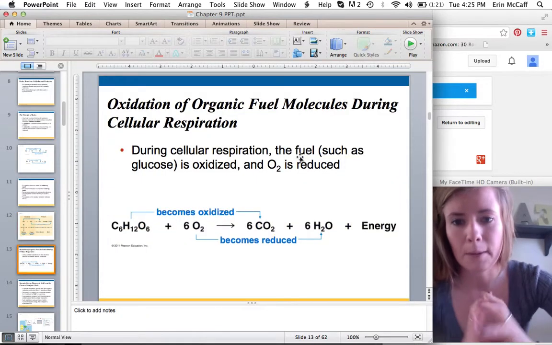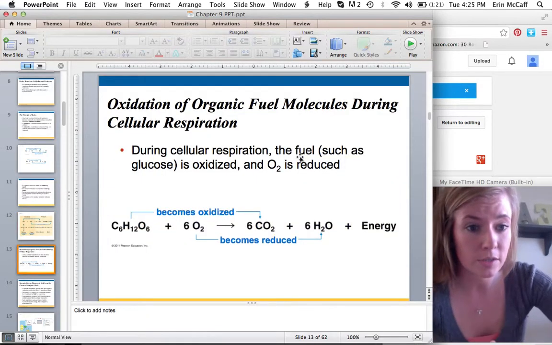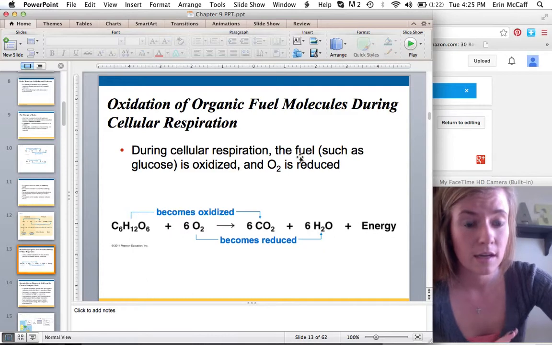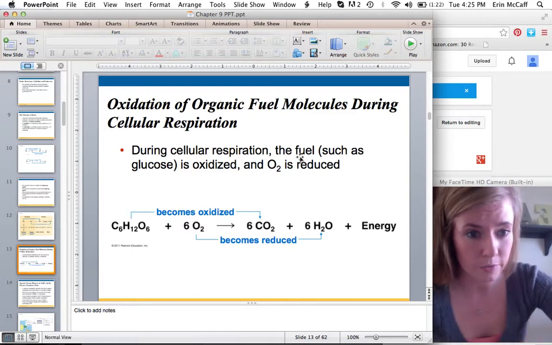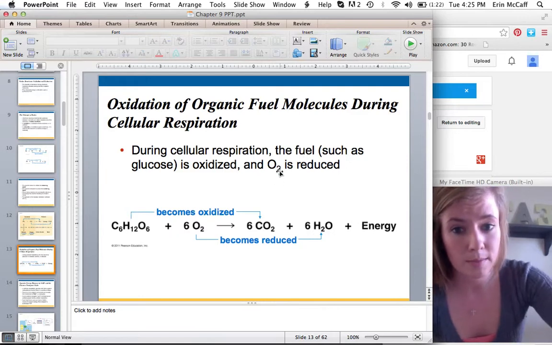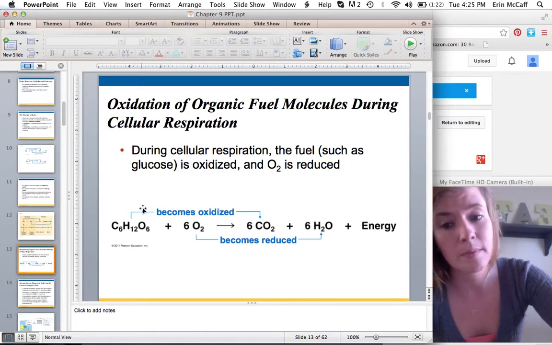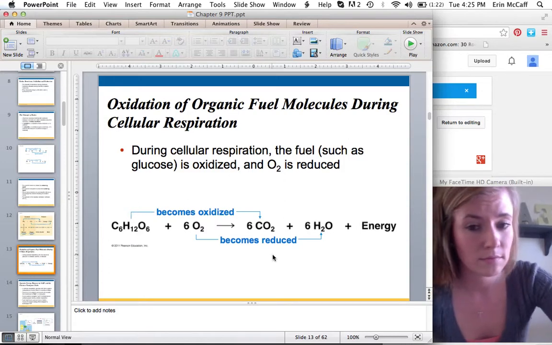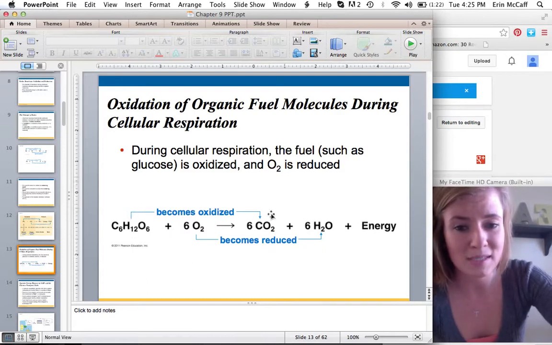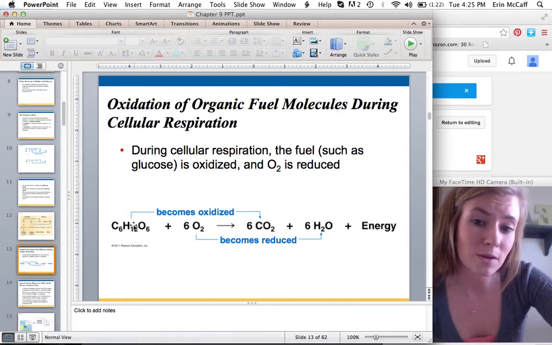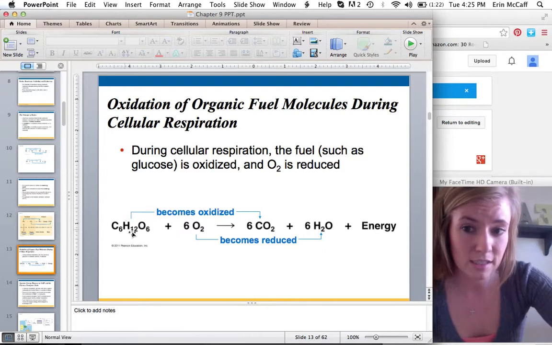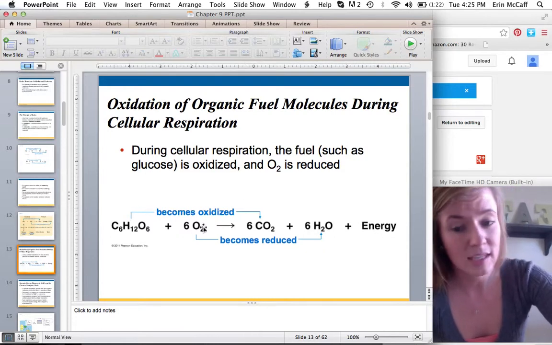Okay. So during cellular respiration, we're going to oxidize fuel, and the O2 is going to get reduced. When the O2 gets reduced, it becomes water. So that's where the water comes from. Glucose becomes oxidized and becomes carbon dioxide. So since glucose is getting oxidized, it is the reducing agent. Since oxygen gets reduced, it is the oxidizing agent.